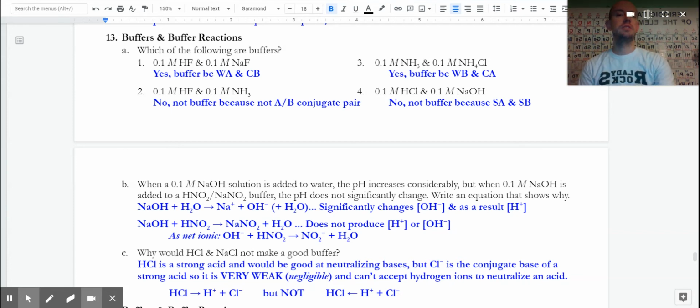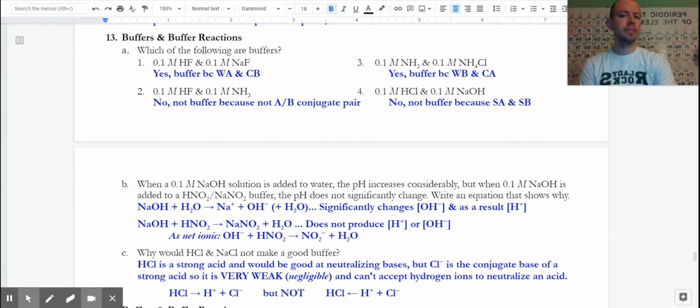On A, it's focusing on what are good buffers. In all of these, it is the same concept. Do I have either a weak acid or base, and do I have a salt that includes the conjugate of that? So yes, in one, HF is weak, and F minus is a part of NaF. That is a buffer in the traditional sense.